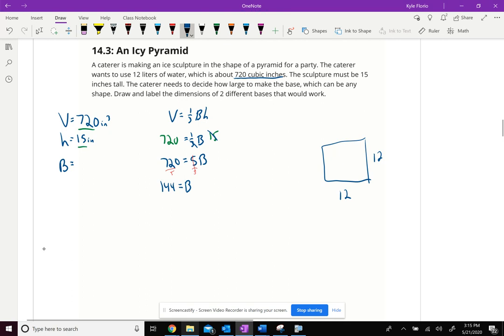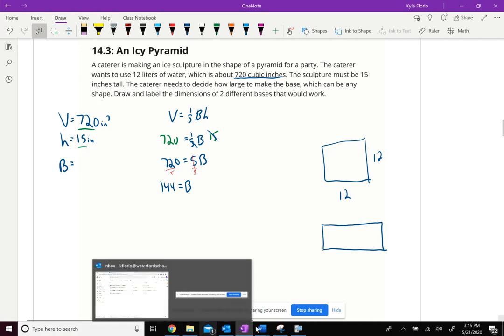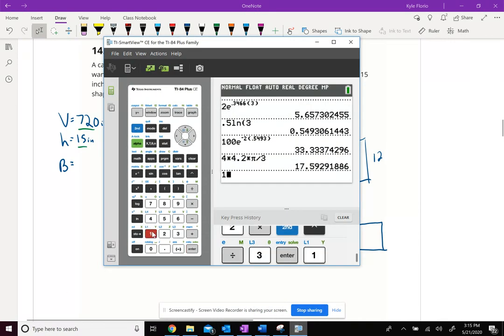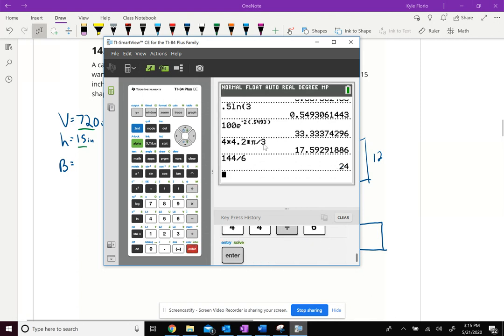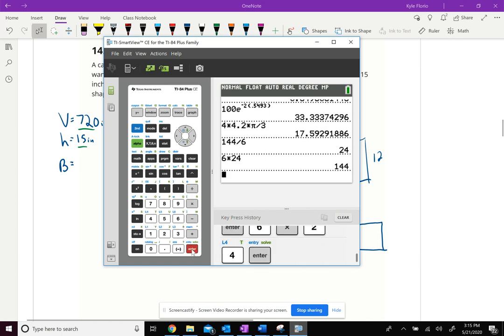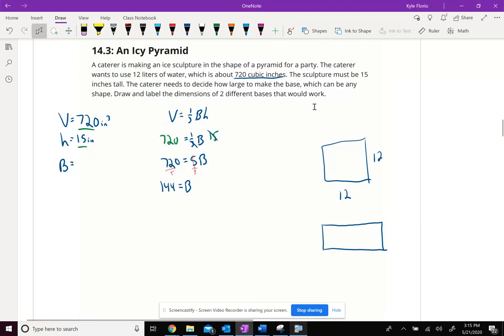So draw and label the dimension of two different bases that would work. Well, a 12 by 12 square would work. What else would work? Well, I need another area that gives me 144. So I can do a rectangle. What are two other numbers that multiply to 144? I think 144 is divisible by 6. So 6 times 24, right? 6 times 24. That's 144. So we can do a 6 by 24 rectangle, and that base will work.